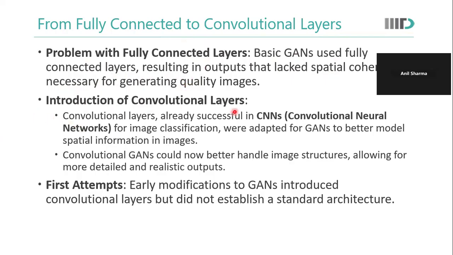Now let's see about convolution layers. You must be knowing about convolutional neural networks. These convolution layers were very successful in CNNs for image classification, and they are adapted in GANs as well to better model the spatial information in the images. So convolutional GANs could now better handle image structures, allowing for more detailed and realistic outputs. This is the first attempt, where the early modification to GANs introduced convolution layers but did not establish a standard architecture. So let's see about DCGAN.